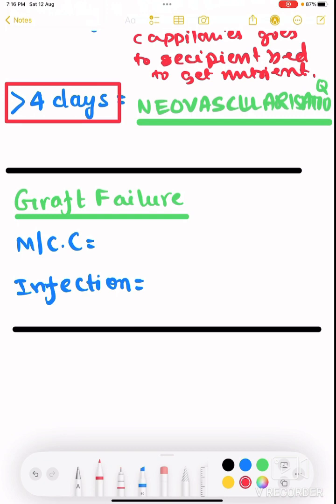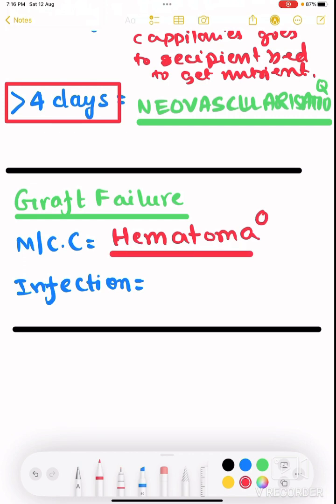Now, what is the most common cause of graft failure? Lastly, most common cause of graft failure is actually hematoma formation underneath. That's why meshing can be done, right? And infections are the second most common cause. But what infection does generally cause graft failure? Beta hemolytic streptococci.